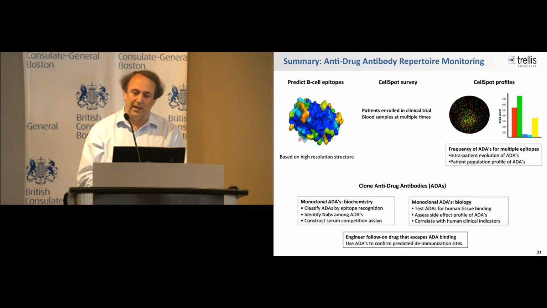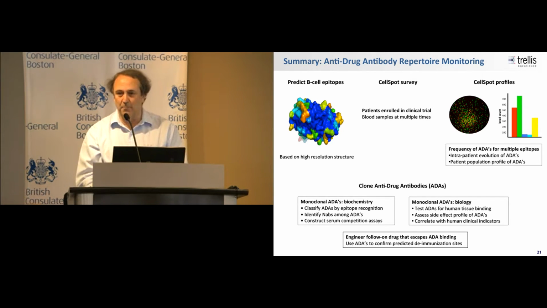If we then go to the additional effort of actually cloning the anti-drug antibodies, now you can characterize those ADAs by epitope recognition, and identify which of them are neutralizing antibodies using whatever assay of function is relevant. Of course, now you have reagents to construct competitive binding assays, so serum becomes much more useful because you can deconvolute its components by looking through different data channels defined by the competitive binding. On the flip side, once you have those monoclonal antibodies, you can test them for human tissue binding, assess side effect profiles, and correlate presence with clinical indicators.